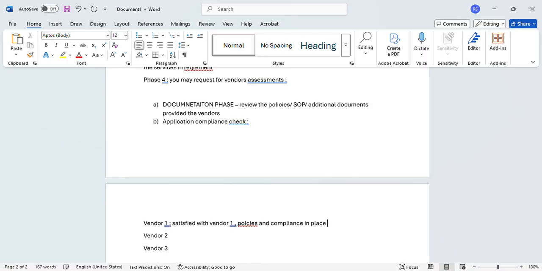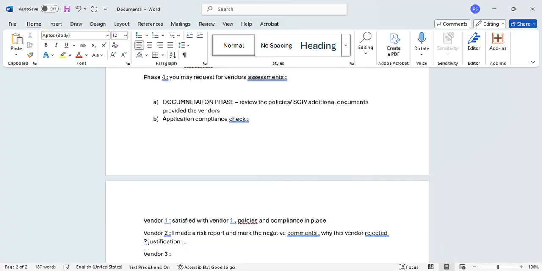For vendor 2 I am not satisfied, so I made a risk report and marked the negative comments on why this vendor was rejected. The justification I had mentioned in that report. Okay, vendor number 3, I am also satisfied. Let's take an example. I am also satisfied because all the policies and compliances are on the table.